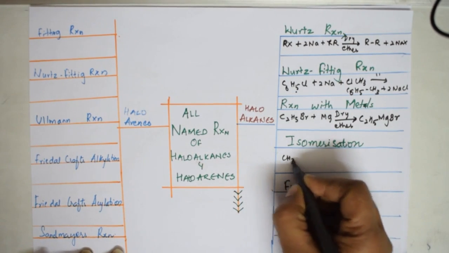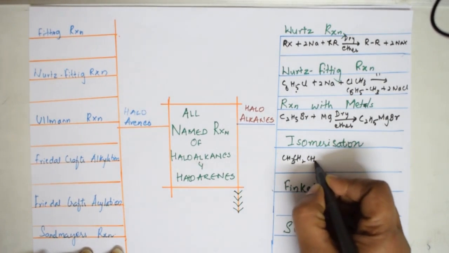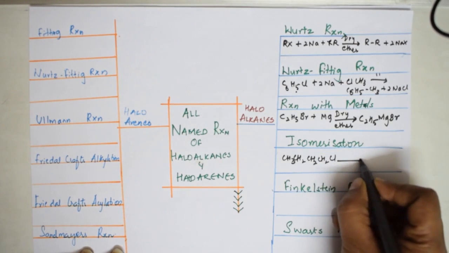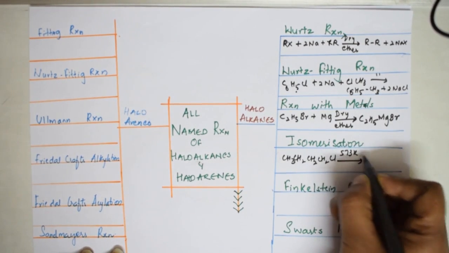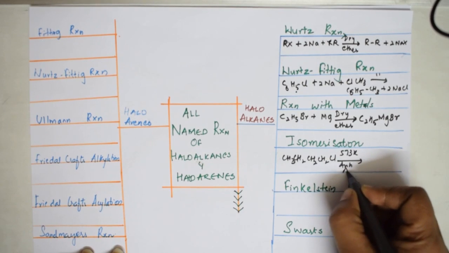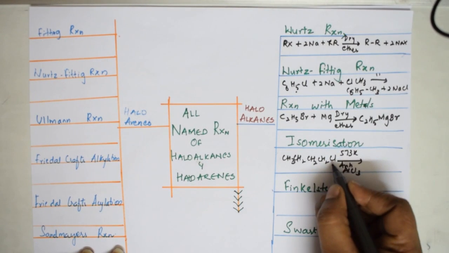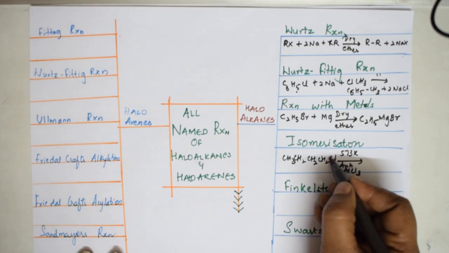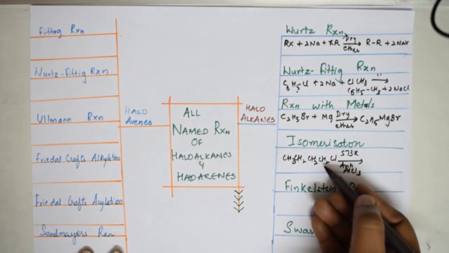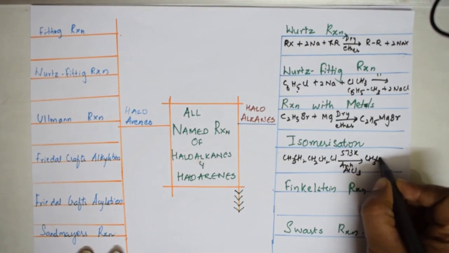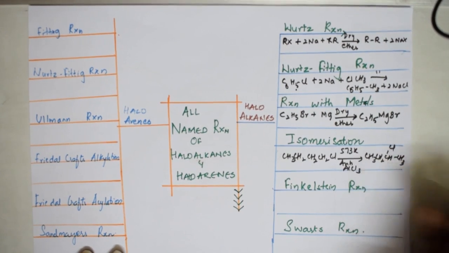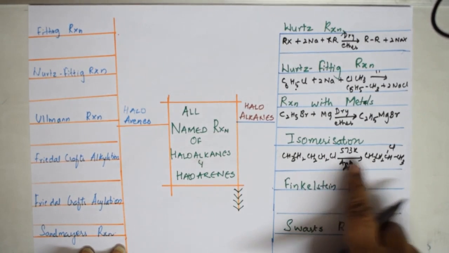Let's see. CH3, CH2, CH2, CH2, Cl is here. Now what am I going to do? I am going to heat it at 573 Kelvin and I am going to use anhydrous AlCl3. Now what is this compound? 1-chlorobutane. Now on isomerization, this chlorine is going to shift to this carbon. First it was on the first carbon. Now CH3, CH2, CHCl, CH3. Shifted, isn't it? So these two are isomers.